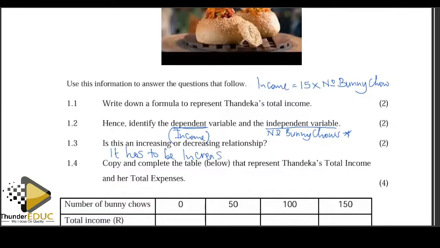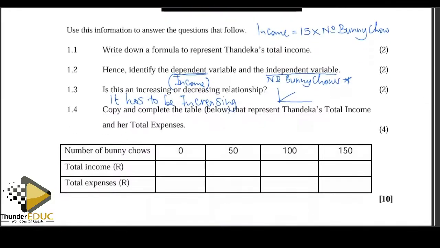Now, the relationship I'm looking at is the number of bunny chows and the income. The more you sell the bunny chows, the more money you get. You understand? The more you sell, the more you get. So it's increasing, and it will form a graph that will look like that. As the number of bunny chows increases, so does the income. Okay, let's come down and we see.